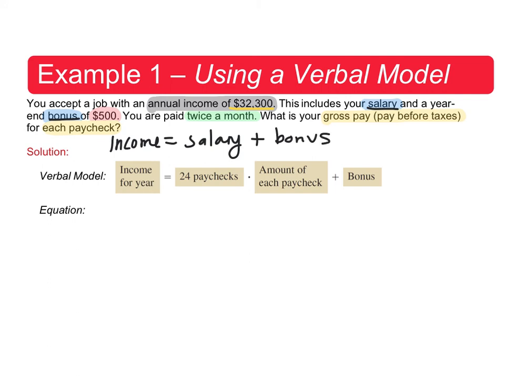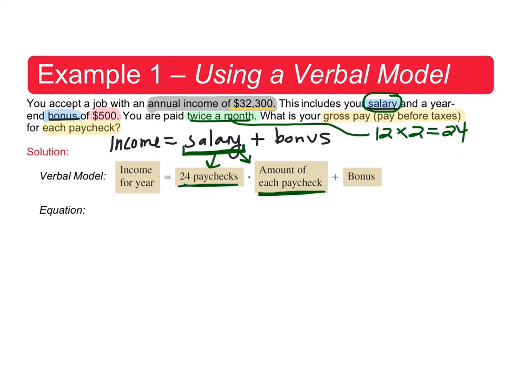Now it doesn't give us a salary, but it tells us we're paid twice a month. So what that means is we have 12 months in a year times 2 if we're paid twice a month. So we're paid 24 times throughout the whole year. In order to get our salary, that salary is going to be the amount of each paycheck times how many paychecks we get, which is 24. Notice how their verbal model took the word salary from the original problem and broke it down into the fact that in order to get that salary, we have to figure out how much each paycheck is.